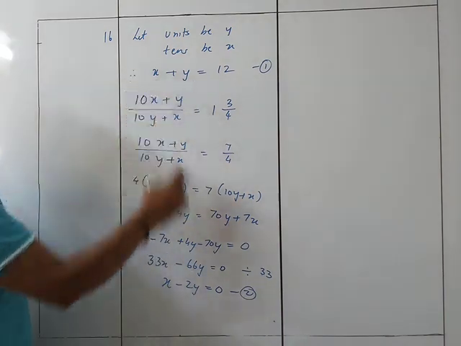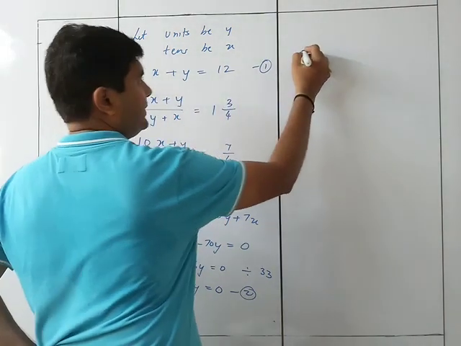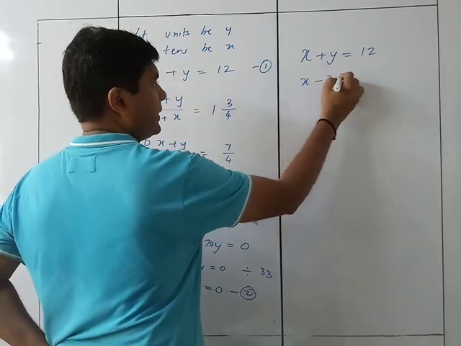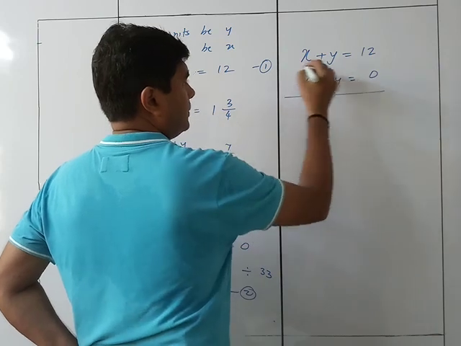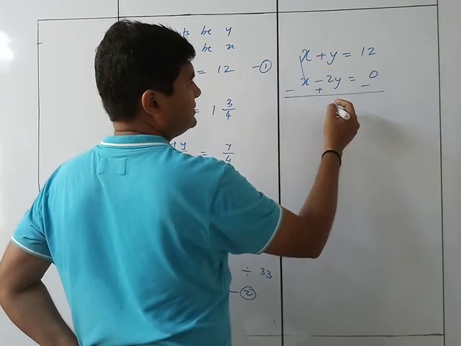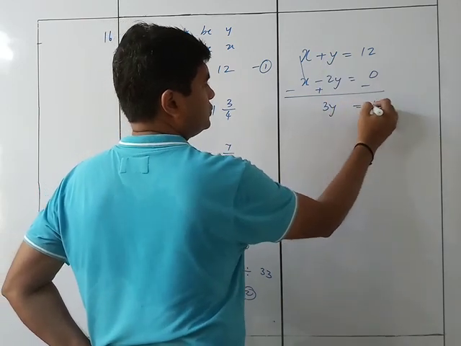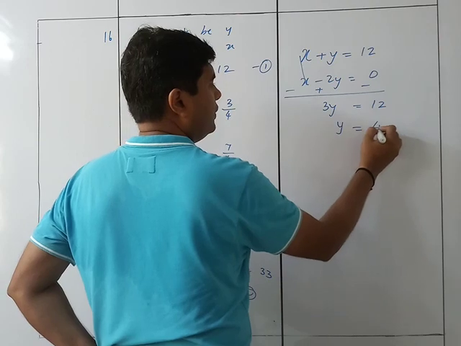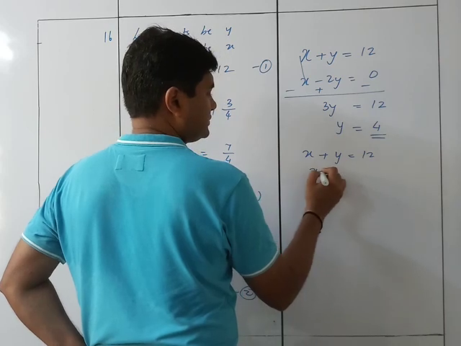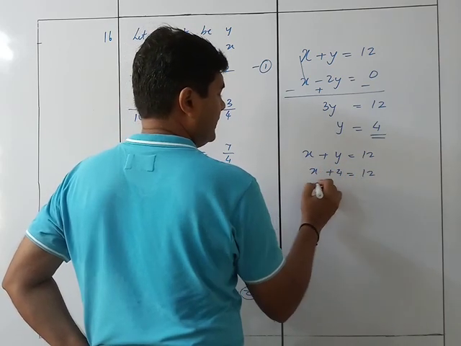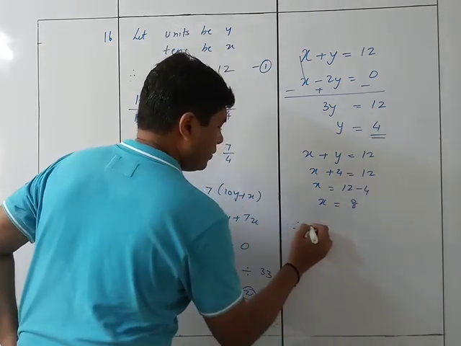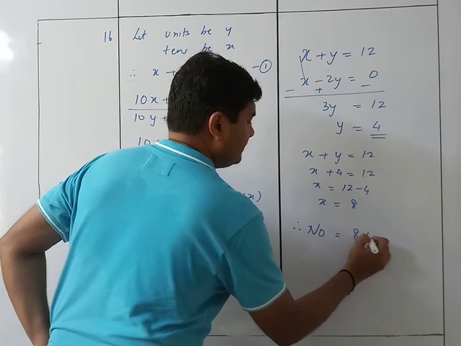First equation over here, second equation over here. Solving them together, we get x plus y is equals to 12 and x minus 2y is equals to 0. Minus plus minus, so this cancels. This will become 3y is equals to 12. So y is equals to 4. So x plus y is equals to 12, x plus 4 is equals to 12, x is equals to 12 minus 4, x is equals to 8. Therefore, the number is 84.